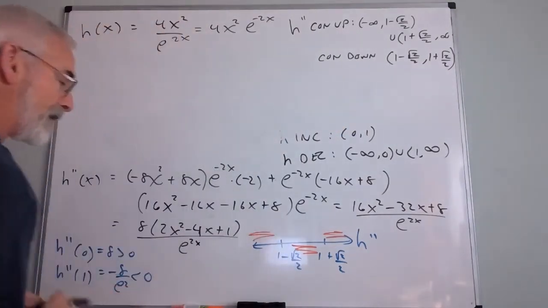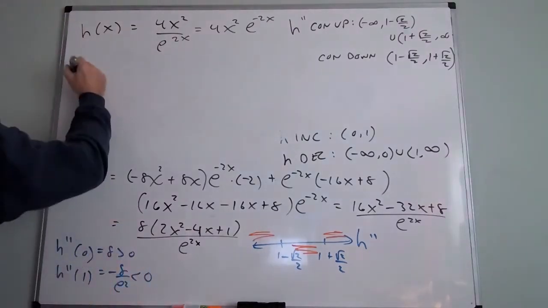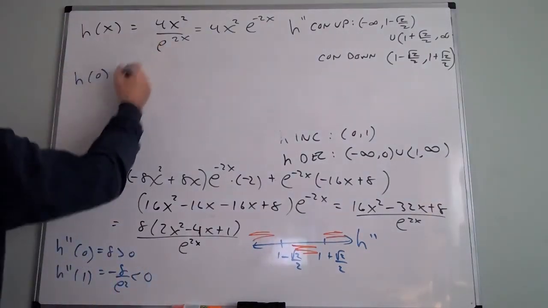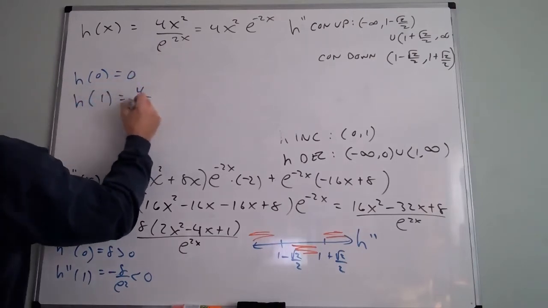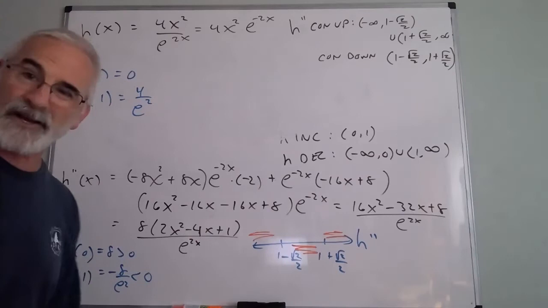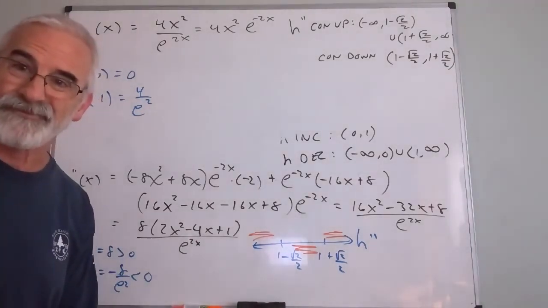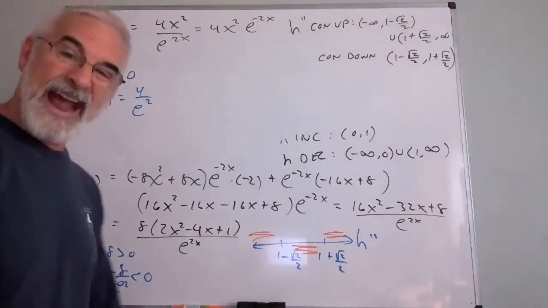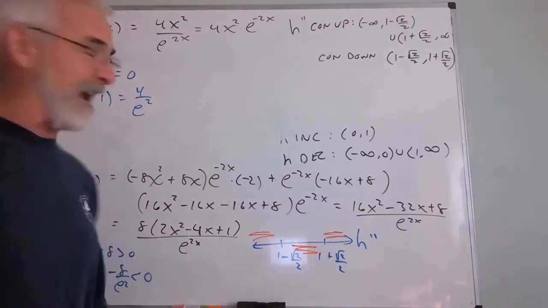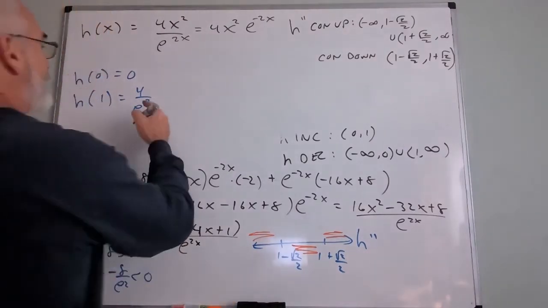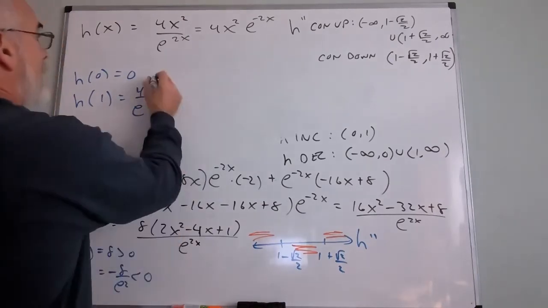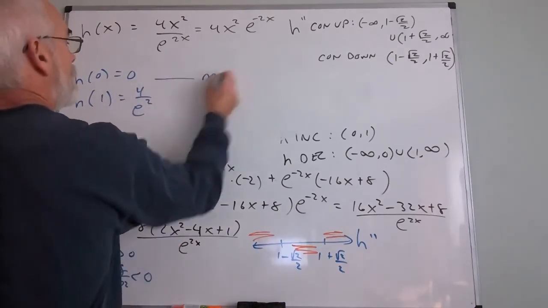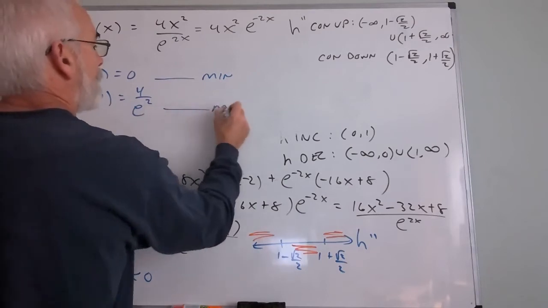All right. So we know then that h of 0, which is 0, and h of 1, which is 4 over e squared, which is not very big, by the way. What is 4 over e squared? It's less than a half, or actually, I should say it's around a half. This is pretty small. All right. This we just said was a min, and we said this was a max.